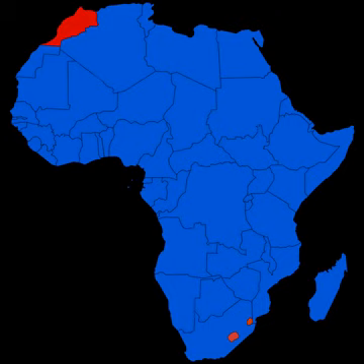Ceuta and Melilla. Ceuta and Melilla are two cities on the northwestern coast of Africa bordering Morocco.